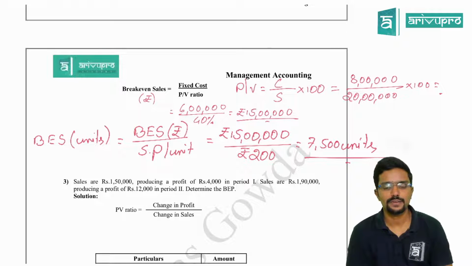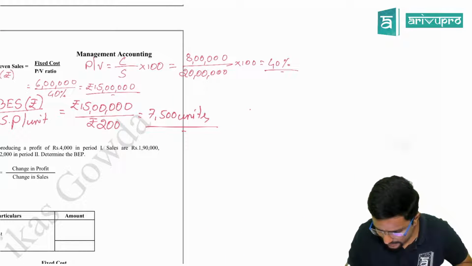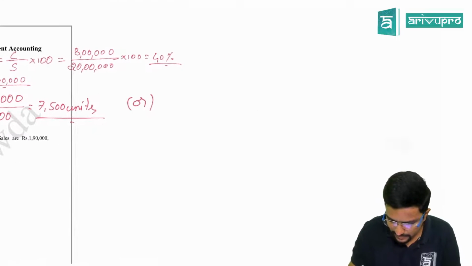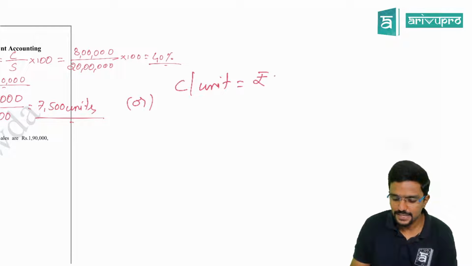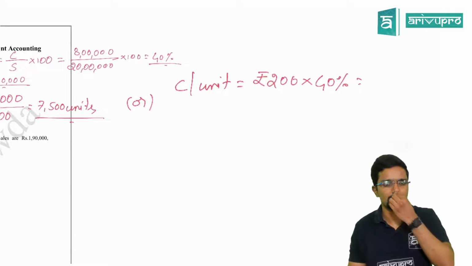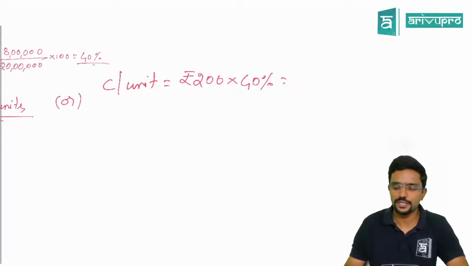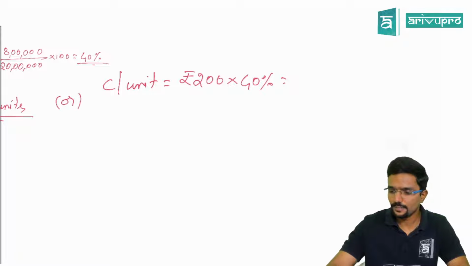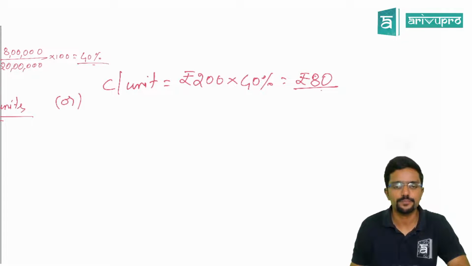I will show another way of calculating this. Yeah, there is another way. First we will calculate contribution per unit. How to calculate contribution per unit? Simple. Take the selling price and multiply that with PV ratio 40%, because PV ratio is nothing but contribution. So contribution per unit is equal to selling price into PV ratio. So 200 into 40%, you will get 80 rupees. This is contribution per unit.